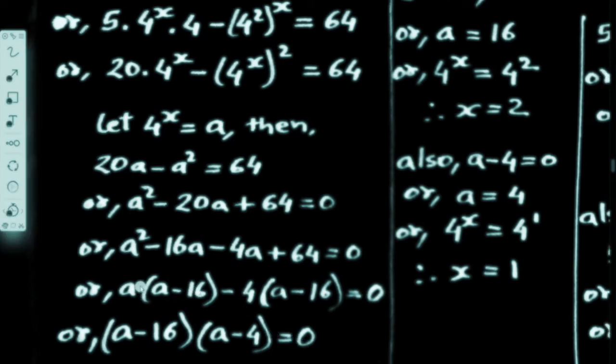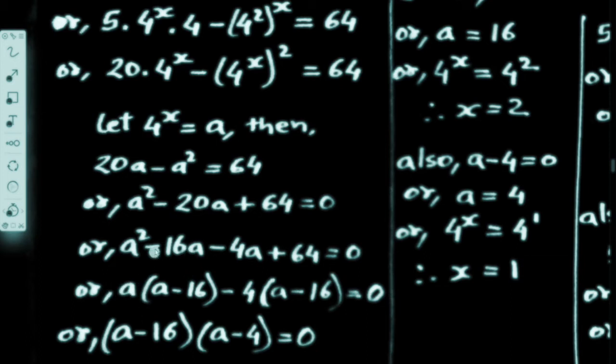Here, now for factorization, this is our expression, which we get after certain steps. From this expression, a square minus 20a plus 64 equals 0, or a square minus 16a minus 4a plus 64 equals 0. Now 20a should be broken into two parts, that is 16a and 4a, to make our calculation easy for factorization.